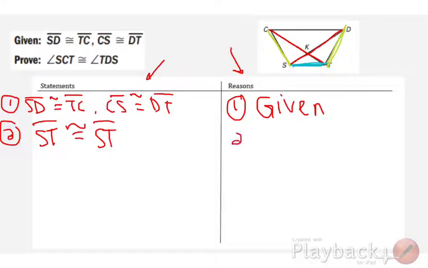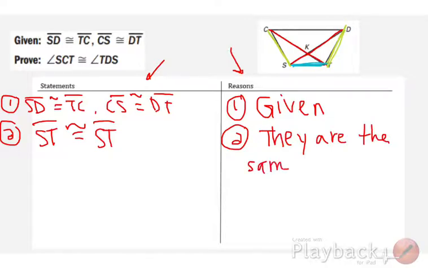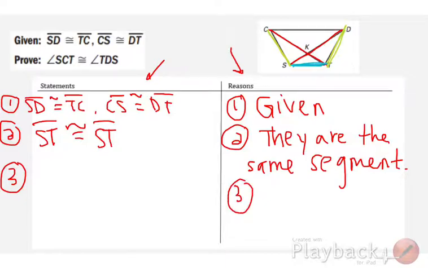And then for my why, I'm going to write they are the same segment. There we go. So now let's move on to our third thing. Well, our third thing is pretty obvious right here, right? We have 3 sides that are congruent to another 3 sides in a different triangle. So right here we can conclude the triangles are congruent based on the side, side, side theorem.